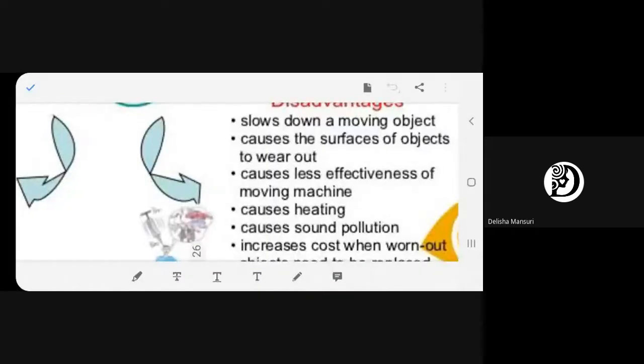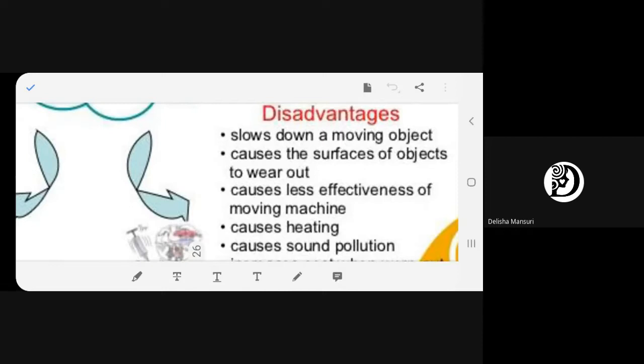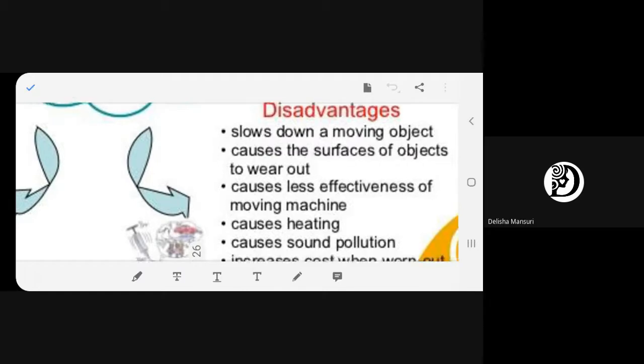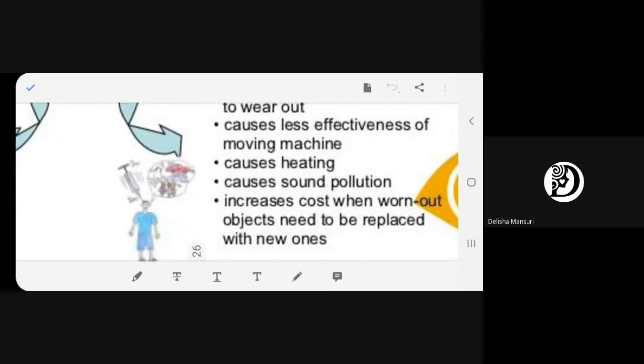Let's see the disadvantages. Disadvantages: slows down a moving object, causes the surfaces of objects to wear out, causes less effectiveness of moving machines, causes heating, causes sound pollution, increases cost when worn out objects need to be replaced with new ones.